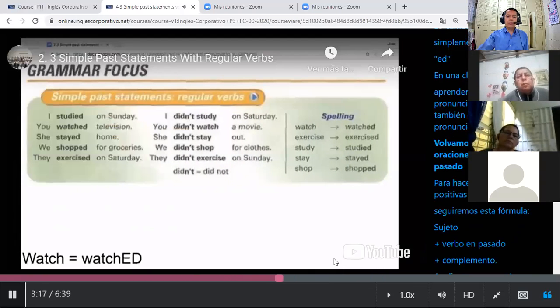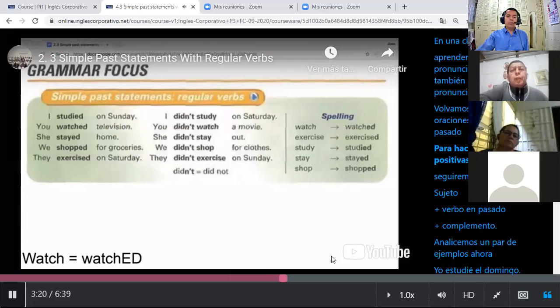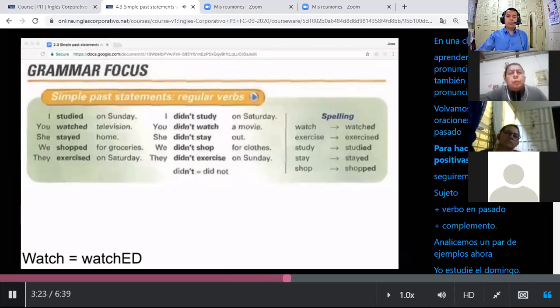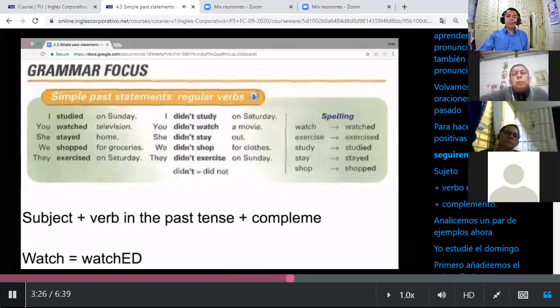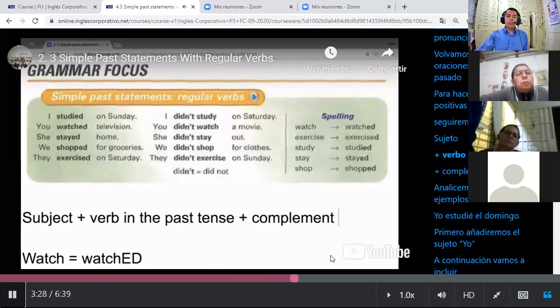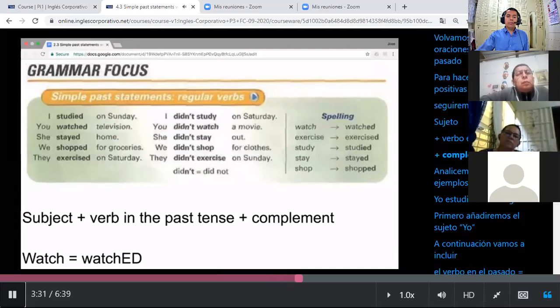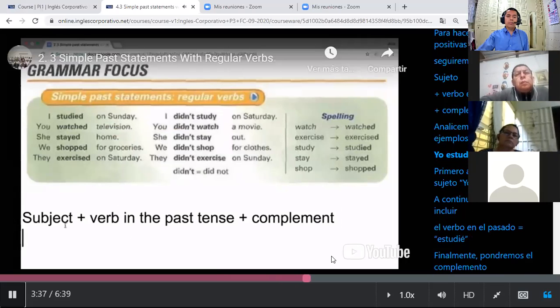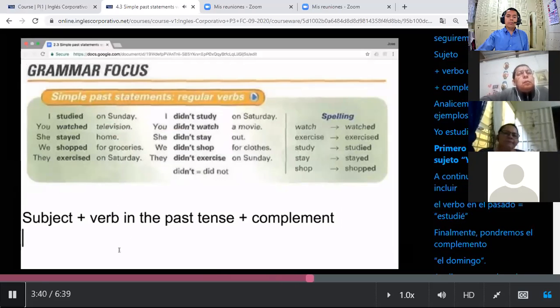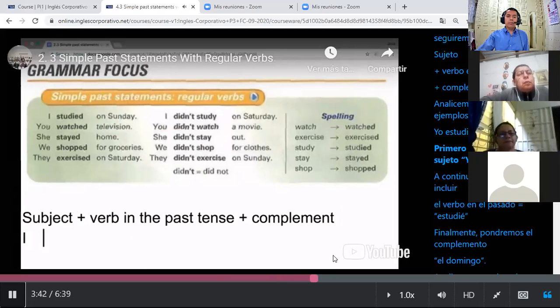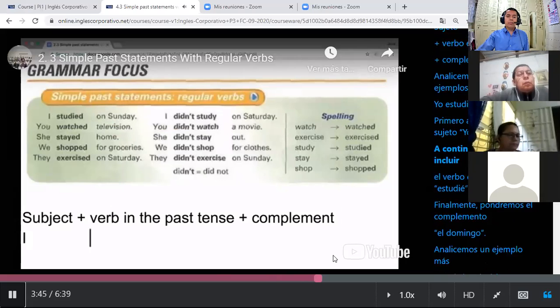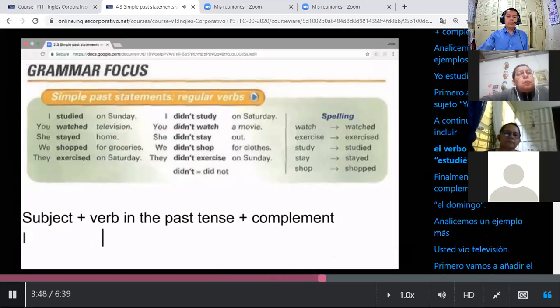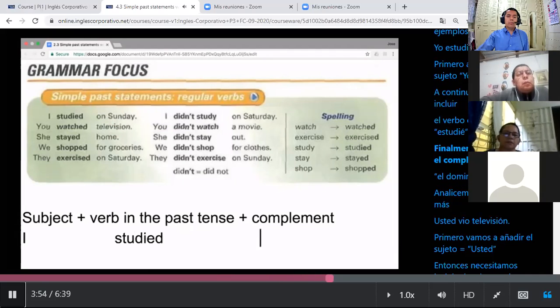Let's go back to making positive statements in the past tense. In order to make positive statements in the past tense, we will follow this formula. Subject plus verb in the past tense plus complement. Let's analyze a couple of examples now. I studied on Sunday. First, we will add the subject, I. Next, we will include the verb in the past tense. Finally, we will put a complement. On Sunday.